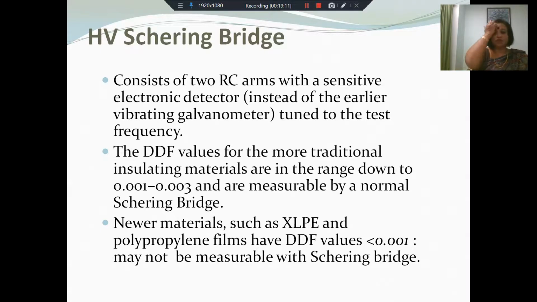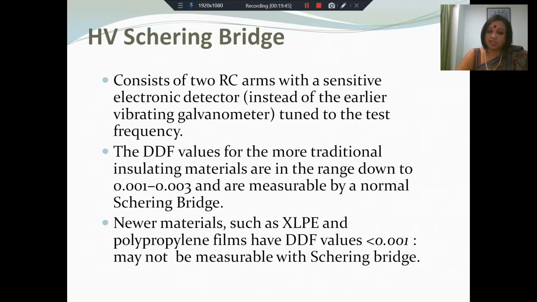In a high voltage Schering bridge, you would generally have two RC arms with a sensitive electronic detector instead of a vibrating galvanometer, and this electronic detector will be tuned to the test frequency. You choose which frequency you want to make measurements at. It depends upon what kind of losses you are interested in, and at what frequencies you want to measure the losses. We will discuss the issue of loss versus frequency a little later, but depending upon the frequency of measurement, the electronic detector will be tuned and you will have two RC arms.